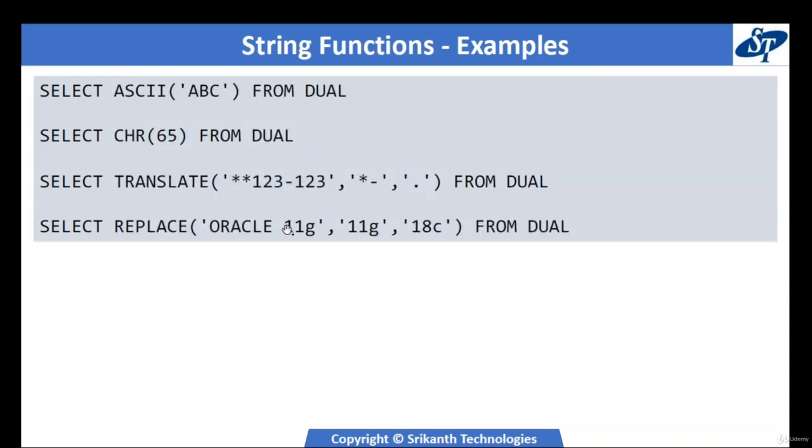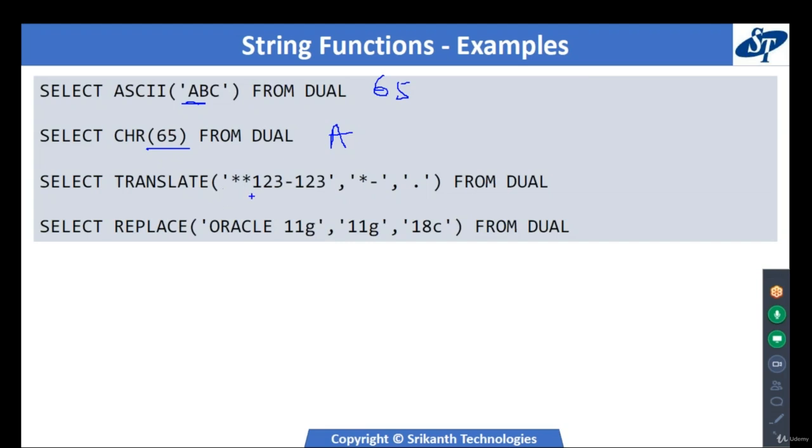And then we talked about ASCII and character. This is giving you the ASCII code for first letter. This gives you the character for the given ASCII code. So this is A, that is 65.